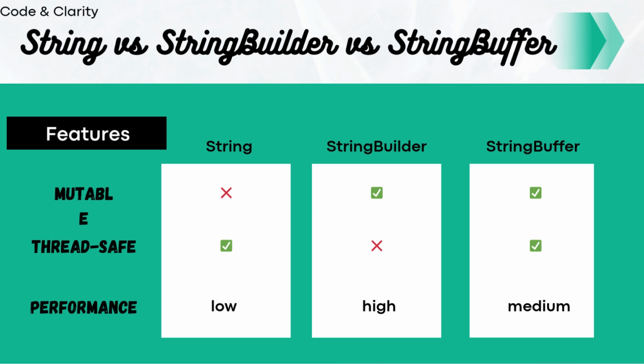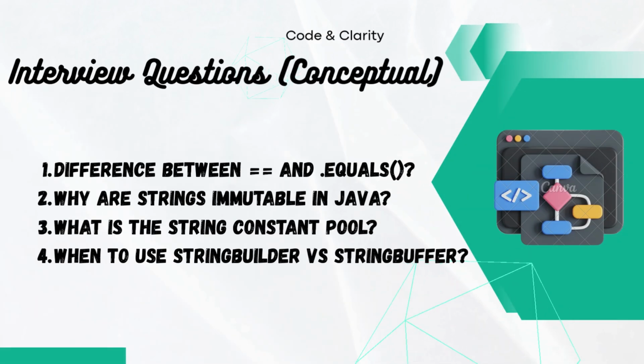Now we will be discussing some conceptual interview questions which can be asked theoretically in your interviews. The first question which you may face is, what is the difference between double equals and .equals()? Double equals sign checks whether two references point to the same object, and .equals() actually checks the actual content. Okay, the next question is, why are strings immutable in Java?